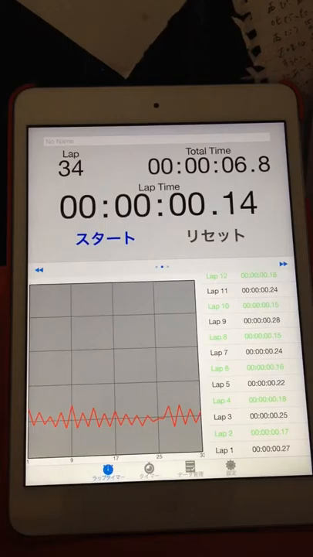1, 2, 3, 4. Second bar, first beat. The difference is 1, 3. 1, 3 means 130 milliseconds, divided by 4.